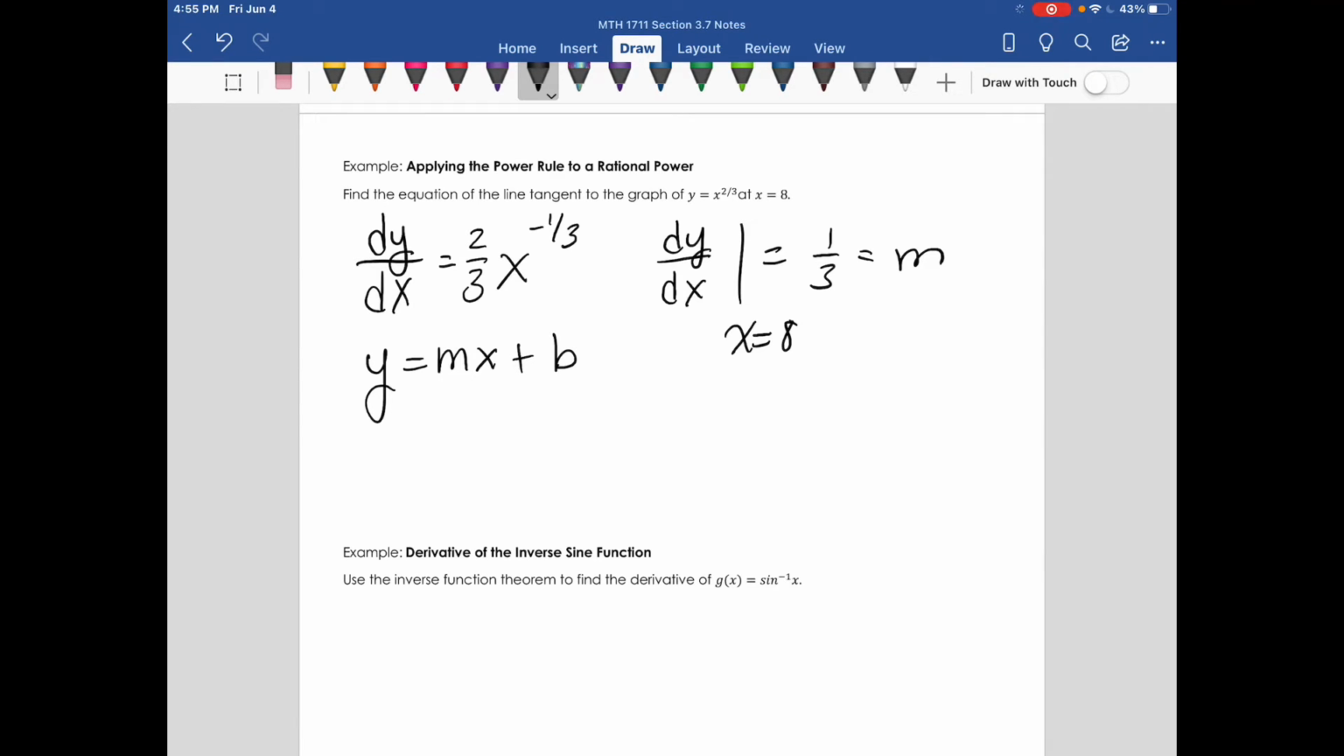So now what we need to do is plug in a point so that we can find b. I want to use x as 8 because that's the point on the tangent line. So I need to find the corresponding value of y. If I plug 8 back into my function, 8 to the 2/3, I am going to get a corresponding y value of 4.